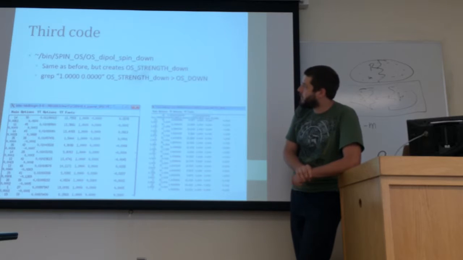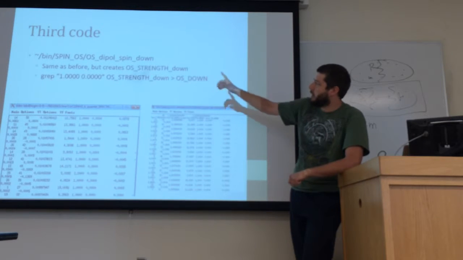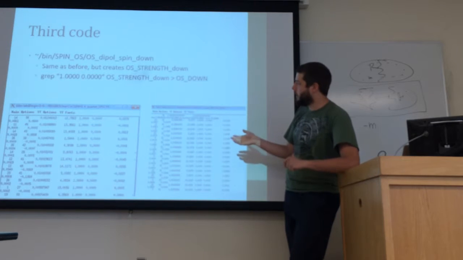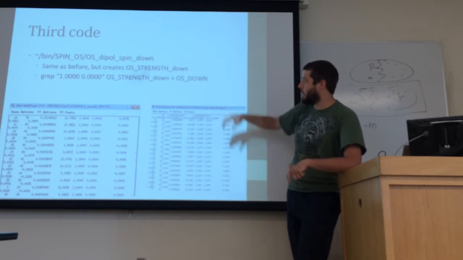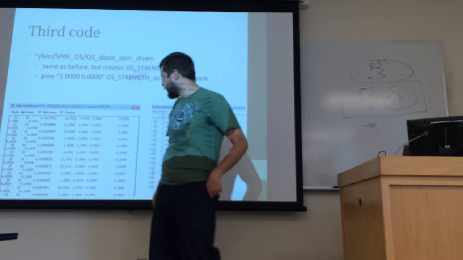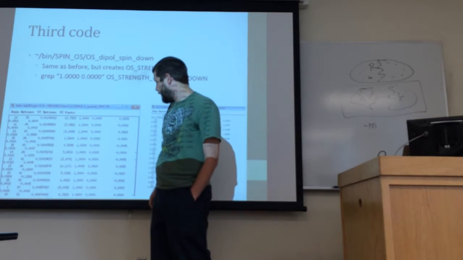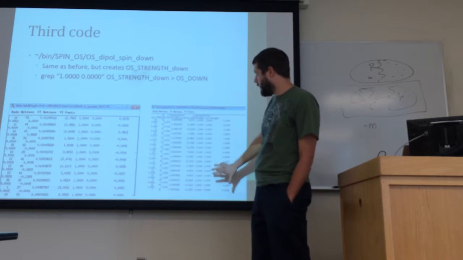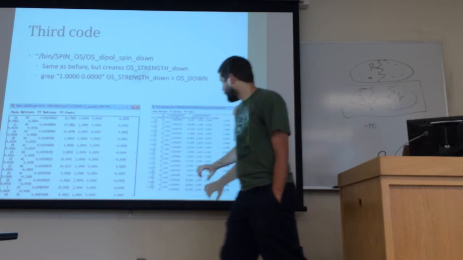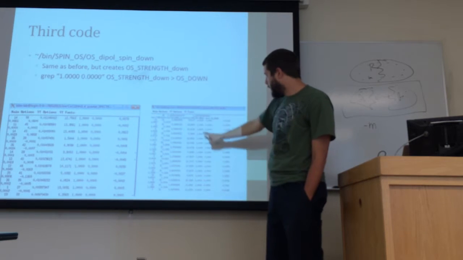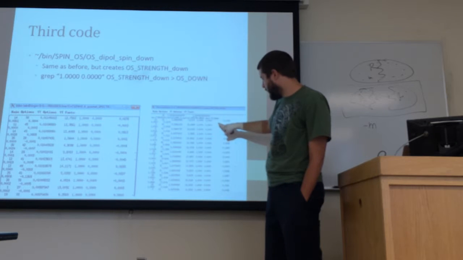The third code is very similar to the other one, but it's dipole spin down. Before it was dipole spin up. So this is the other file that you created before. You want to do the exact same thing, except name it OS down. And this is what the oscillator strength looks like. This is OS down, and this is OS strength down. This is 1s and 0s.